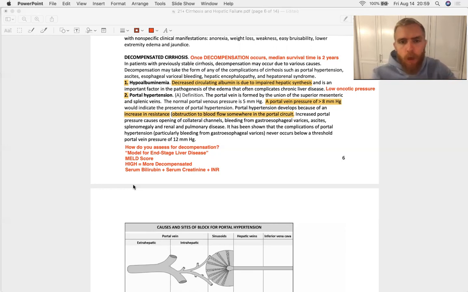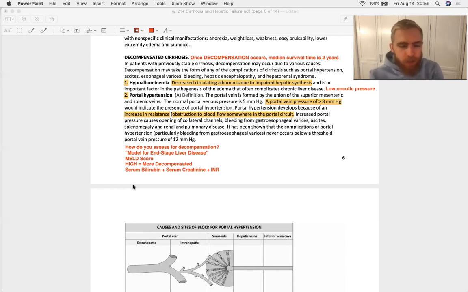Portal hypertension. Normal portal venous pressure is 5 millimeters of mercury. A portal vein pressure of over 8 millimeters of mercury would indicate the presence of portal hypertension, and you don't really see it become symptomatic until it hits about 12, so a little over twice normal.